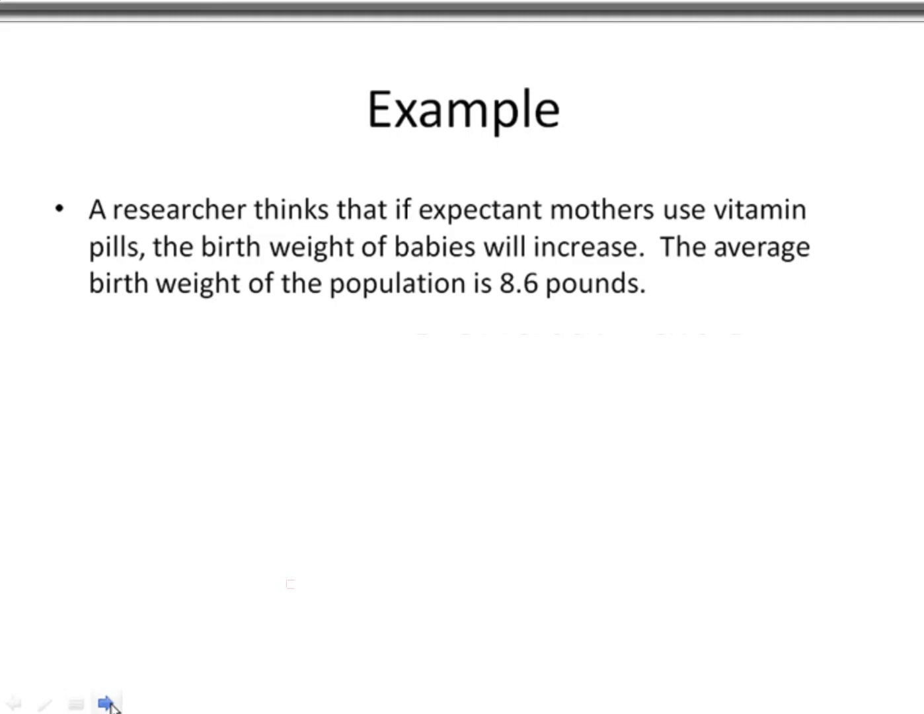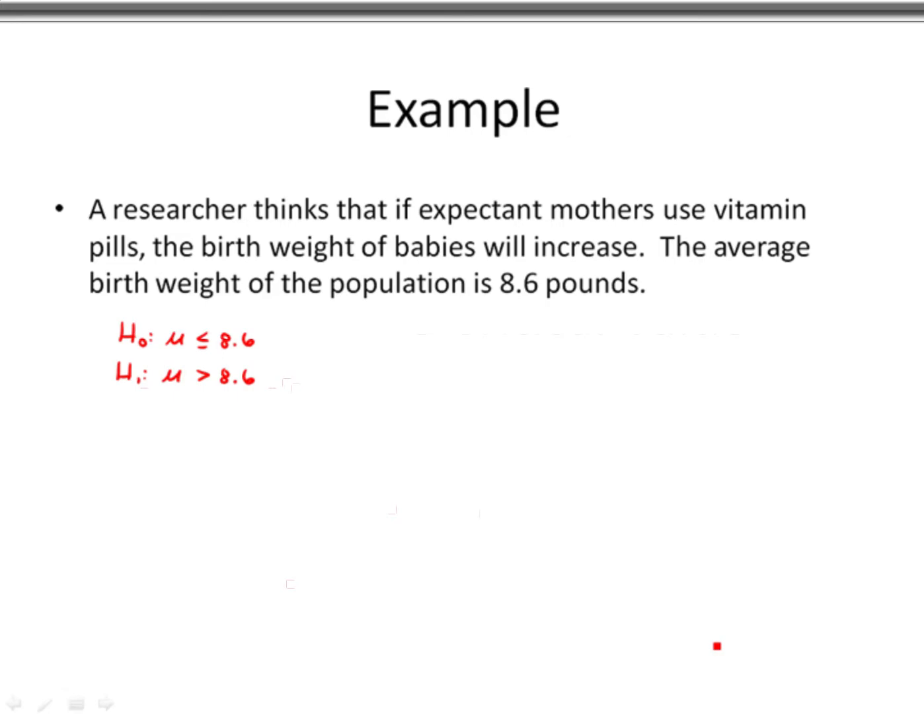Our first example says that a researcher thinks that if expectant mothers use vitamin pills, the birth weight of their babies will increase. The average birth weight of the population is known to be 8.6 pounds. And so I'm going to go ahead and write the hypotheses as we wrote them on the last presentation. And that will take care of step one.